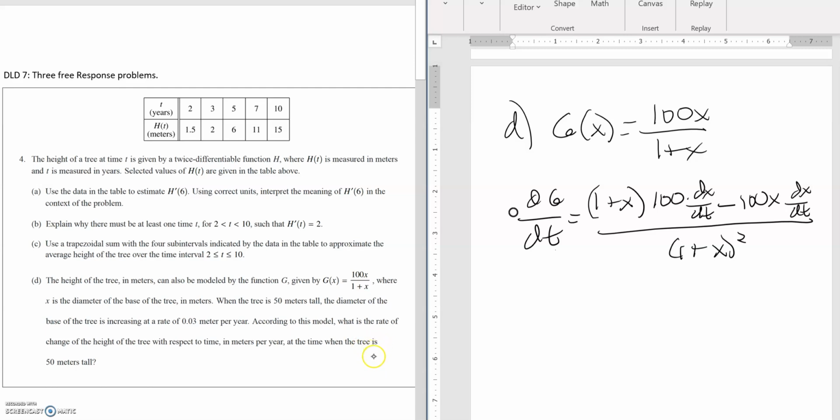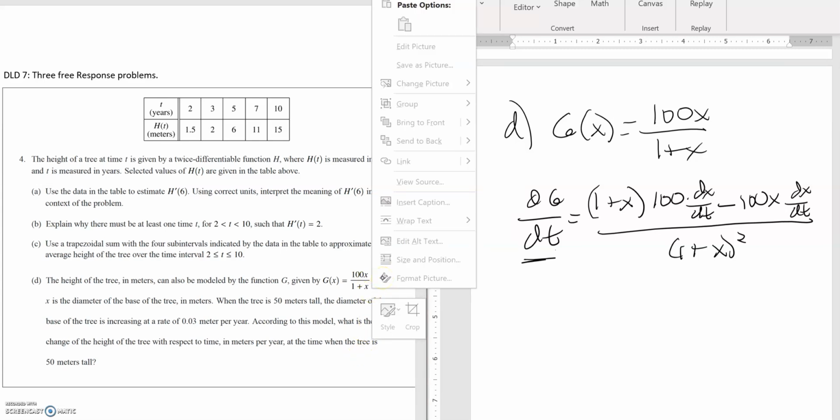Okay, according to this model, what is the rate of change of the height of the tree at the time when the tree is 50 meters tall? Okay, well, what do we need? We got the rate of change. So what is the rate of change of the height of the tree? There it is. And I've got dx dt, which is just going to be 0.03 because they gave me that. But I need to find what my x is. I need the diameter. Oh, but they gave me this function. I can figure out what the diameter is.